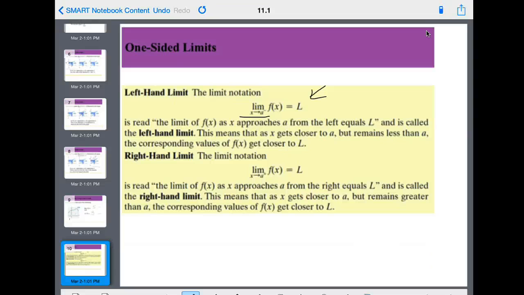Now the right hand limit, the limit of f of x as x approaches a from the positive side equals L, is read the limit of f of x as x approaches a from the right equals L, and is called the right hand limit. This means that x gets closer to a but remains greater than a. The corresponding values of f of x get closer to L. The left hand limit and the right hand limit do not have to be the same. You'll see examples of that in the book. But if both of them are the same, then the limit at a is equal to that value.